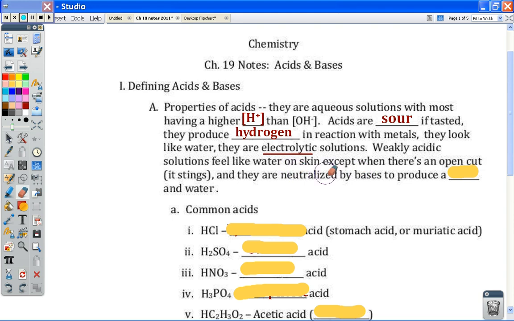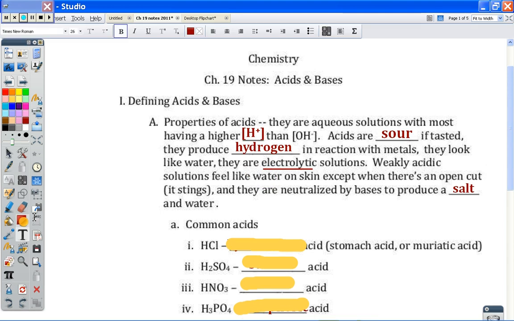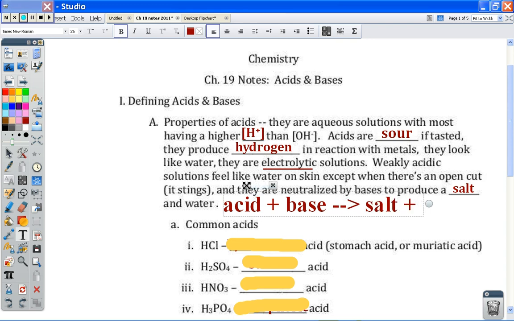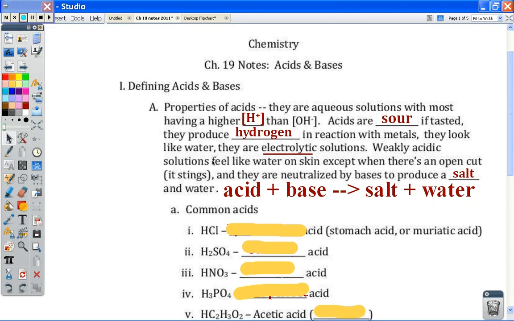And they are neutralized by bases to produce a salt and water. So what we're getting there is an acid plus a base makes a salt and water. Whenever you mix an acid and a base, they make salt and water.